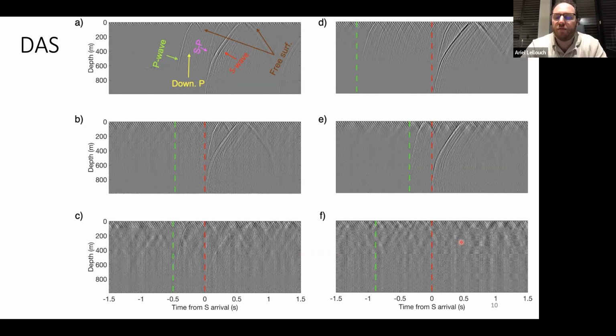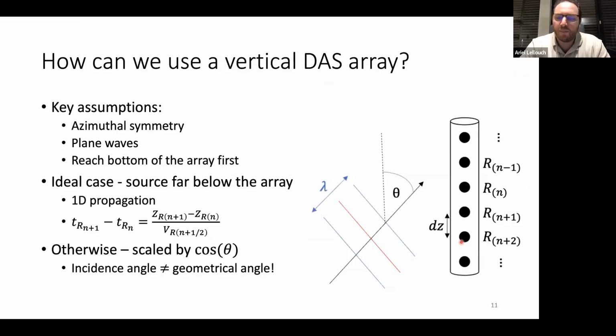So how do we do that? Trying to go for a simple approach. The first thing we have to assume, and it's not our choice, it's the limitation of DAS, is that we have a measurement of strain, but it's strain along the direction of the fiber. So that means we have a unidirectional measurement, and as a result, we have complete azimuthal symmetry.